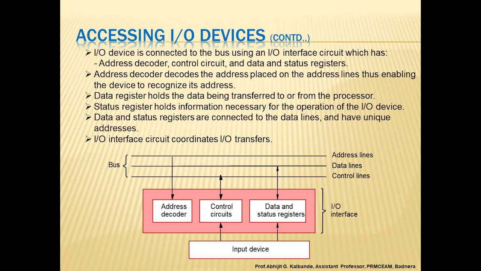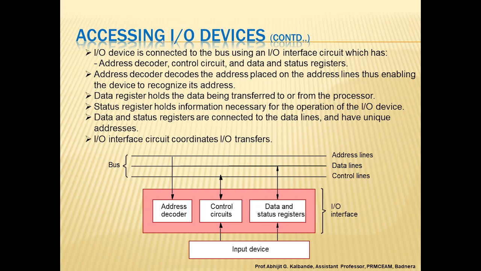The address decoder decodes the address placed on the address lines, thus enabling the device to recognize its address. The data register holds the data being transferred to or from the processor. The status register holds the information necessary for the operation of the IO device, and the data and status registers are connected to the data lines and have a unique address. This IO circuit coordinates the IO transfer. Here we can observe these in the graphical representation.